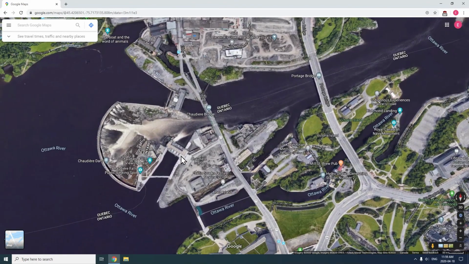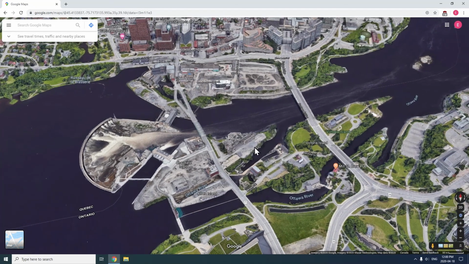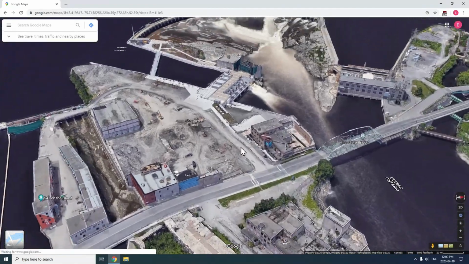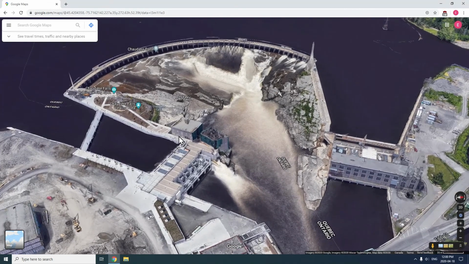So you'll notice here they have blocked off the river. And you'll notice this white part here is flowing water, where they're actually focusing the water in order to spin a turbine and create power. I think you can even do a little 3D view here with Google Maps. And there you go. So there's a hydroelectric dam nice and close to home here in Ottawa.